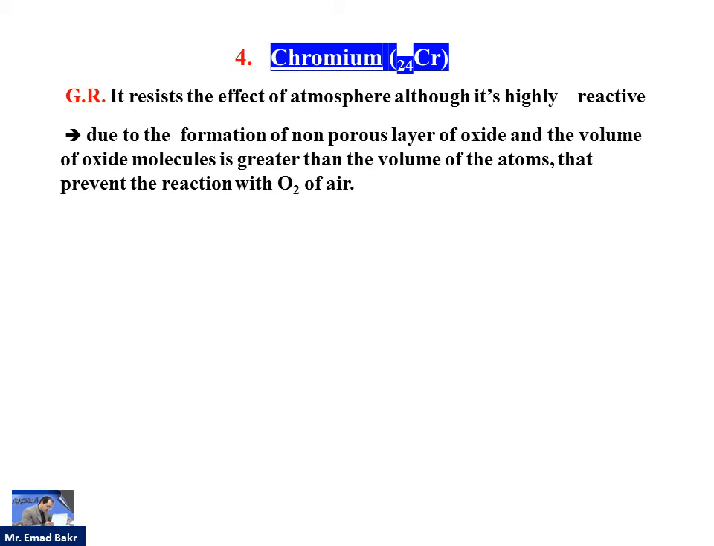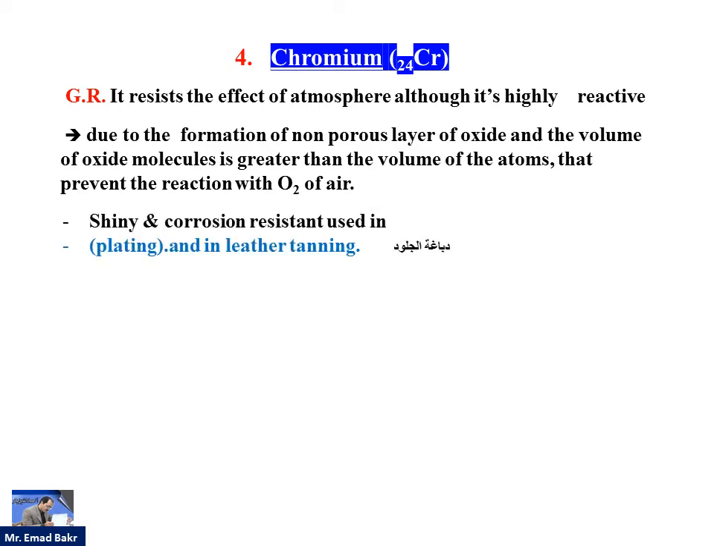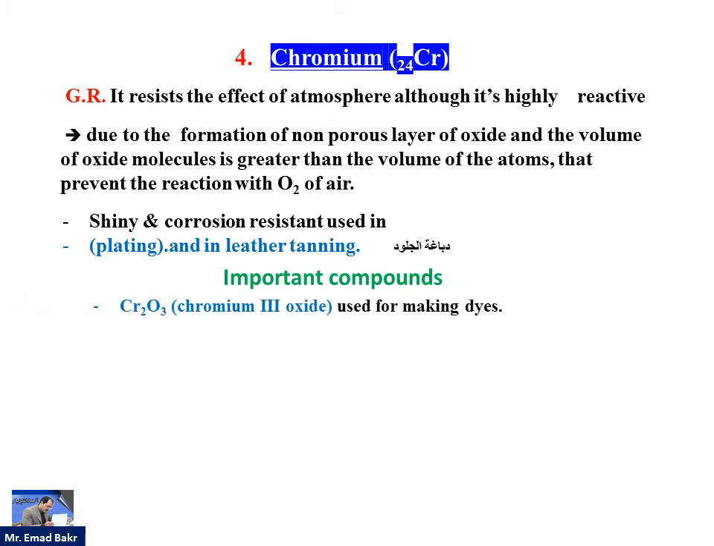So it resists corrosion. Next, it is shiny, has a luster, and is corrosion resistant, used in plating metals. Let's say some metals such as iron are plated with chromium to also protect iron from corrosion. And in leather tanning, some leather industry uses chromium for the tanning process. Next, important compounds of chromium.